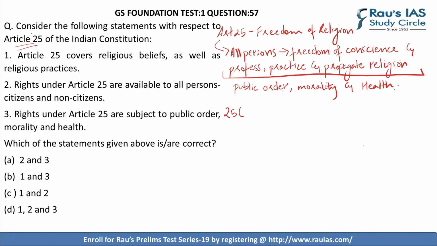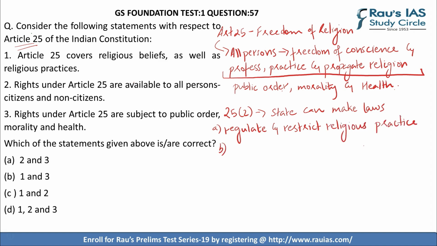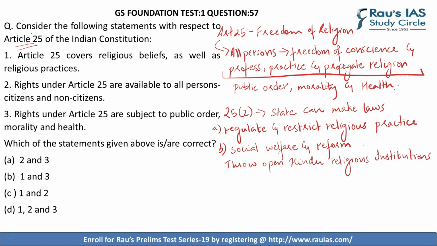Now, under Clause 2 of Article 25, the state can make laws, firstly, to regulate and restrict any economical, financial, political, or secular activity associated with a religious practice. Secondly, the state can also make laws for social welfare and reform, wherein it can throw open Hindu religious institutions of a public character for all sects and sections of the Hindus.